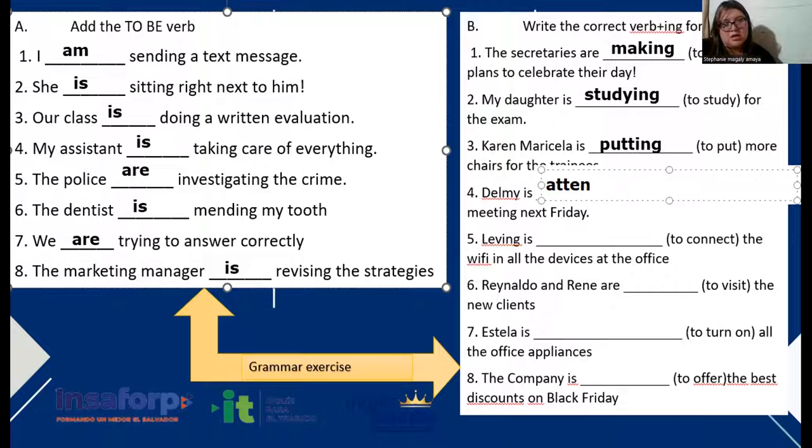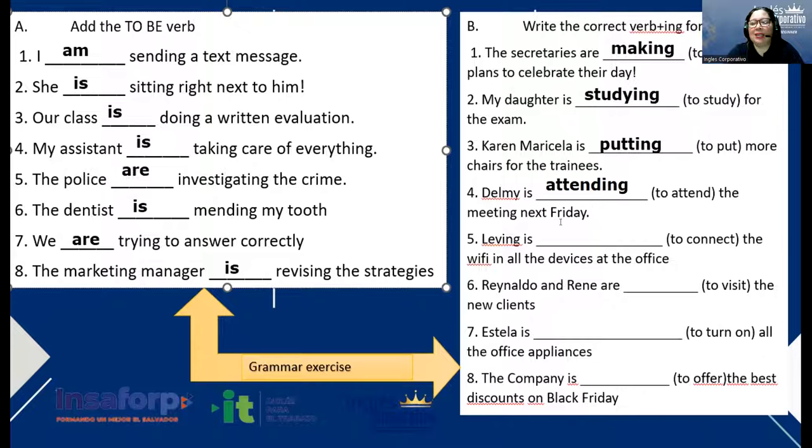M-D. E. I-N-G. E is this one. Okay. A is this one. I-N-G. Okay, do I have to erase this one? Do I delete it? Yes, right? Backspace. I-N-G. All right. Delmi is attending.